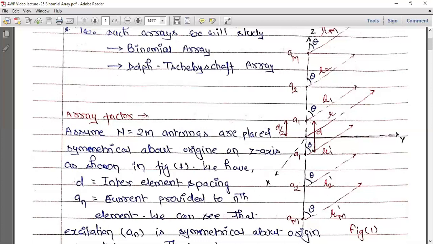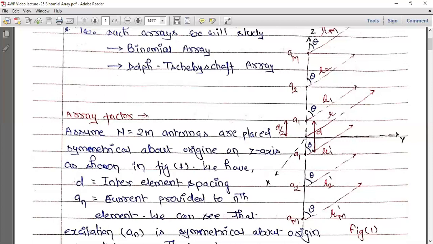The inter-element spacing we consider to be small d, and R is the position of the point of observation. Suppose the point at which we have to find the radiation pattern due to this antenna array is the point P, and the point P lies in the far field of this antenna array, which is very far.